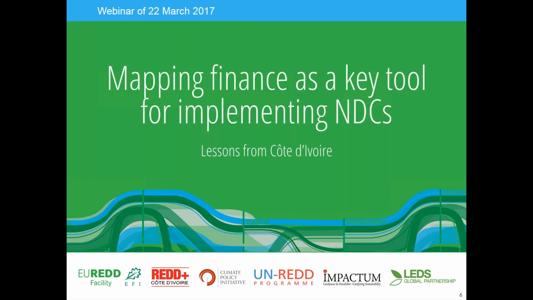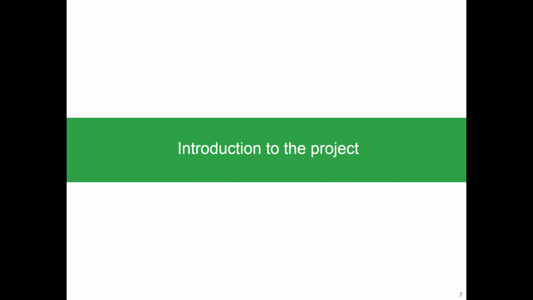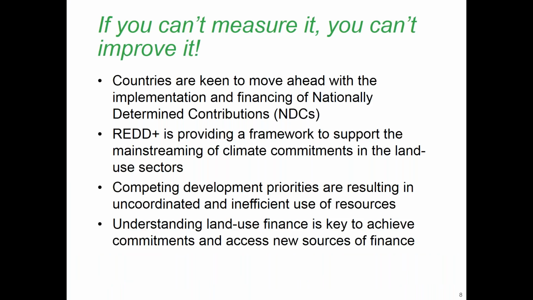I will start this presentation by giving you a short introduction to the project. After the Paris Agreement came into force last November, countries are now keen to take action to achieve their NDC objectives. Land use mitigation and adaptation is a key feature of many tropical countries' NDCs. We've seen that many countries have been developing national REDD+ strategies to guide the management of land resources in ways consistent with economic growth and emission reductions.